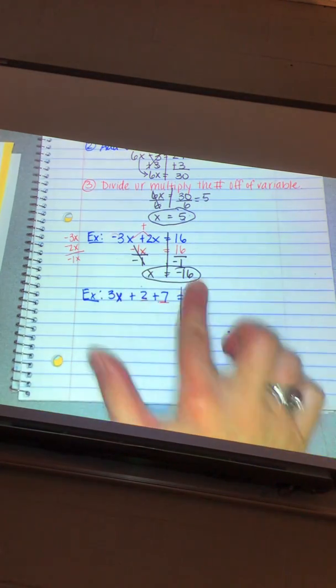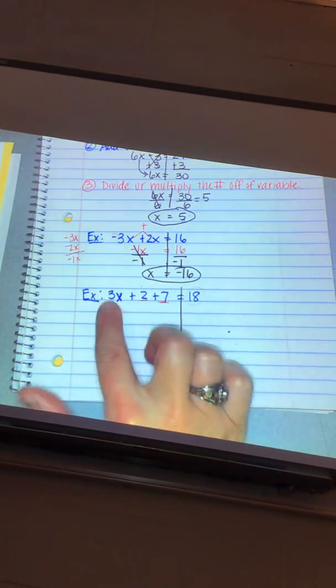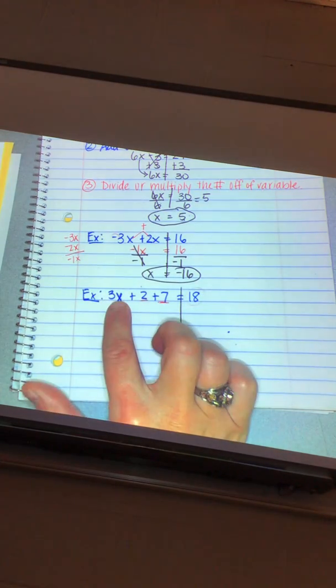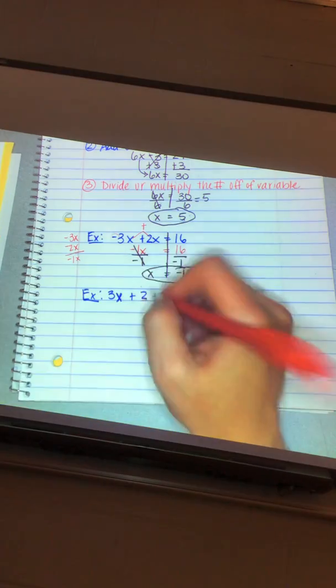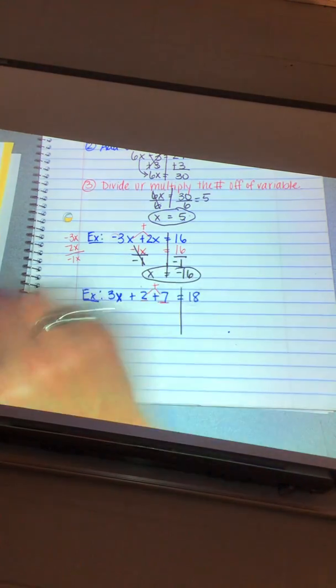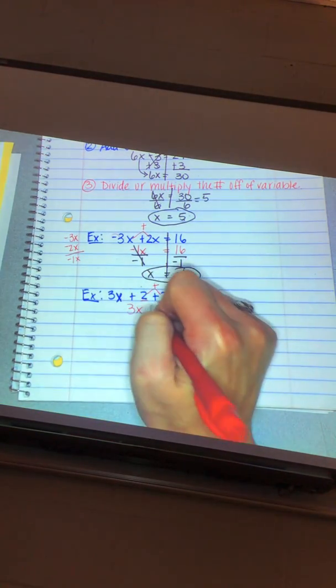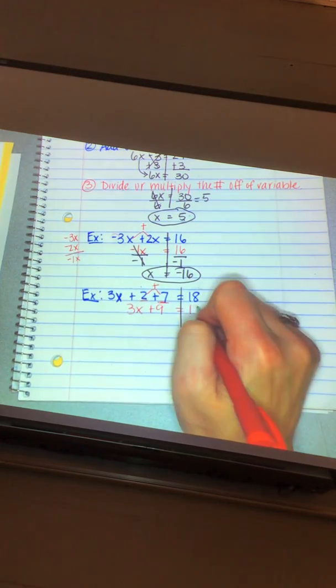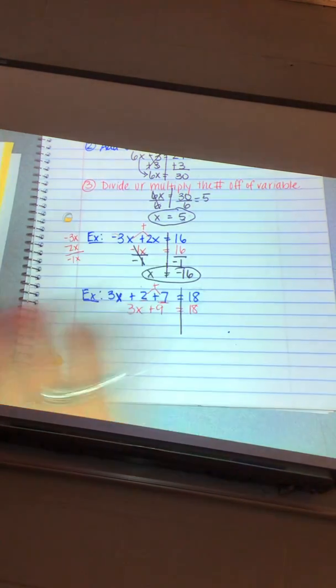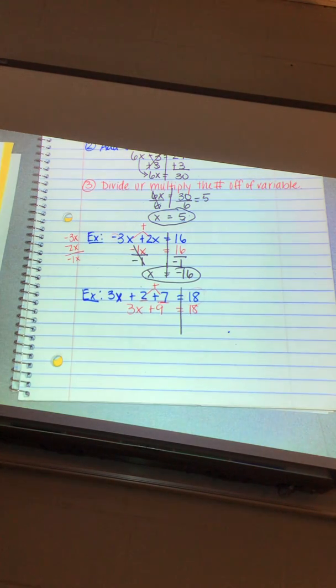So we have some numbers. We don't have any more x terms, just that one, so we don't have to combine it with anything. But we do have two numbers here. So we're going to add those together. And now we have 3x plus 9, because 2 plus 7 is 9, equals 18. So now we can go up to our step 2. Add or subtract the number attached to the variable. We've got to take that number off.